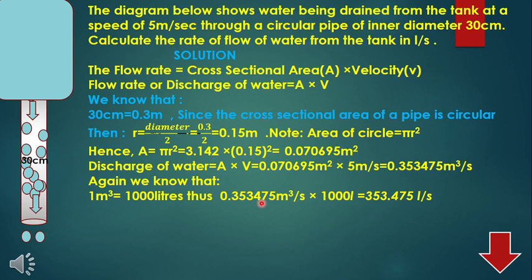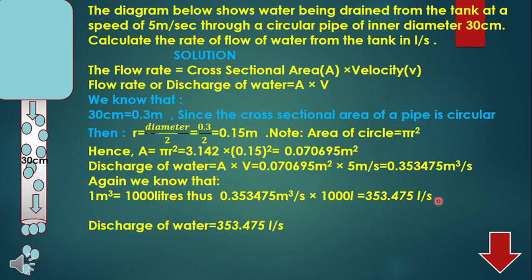Hence, the final answer will be discharge of water is equal to 353.475 liters per second. Alright, thank you so much. Just try to pause this video and try to solve. Make sure you understand what's being done here.